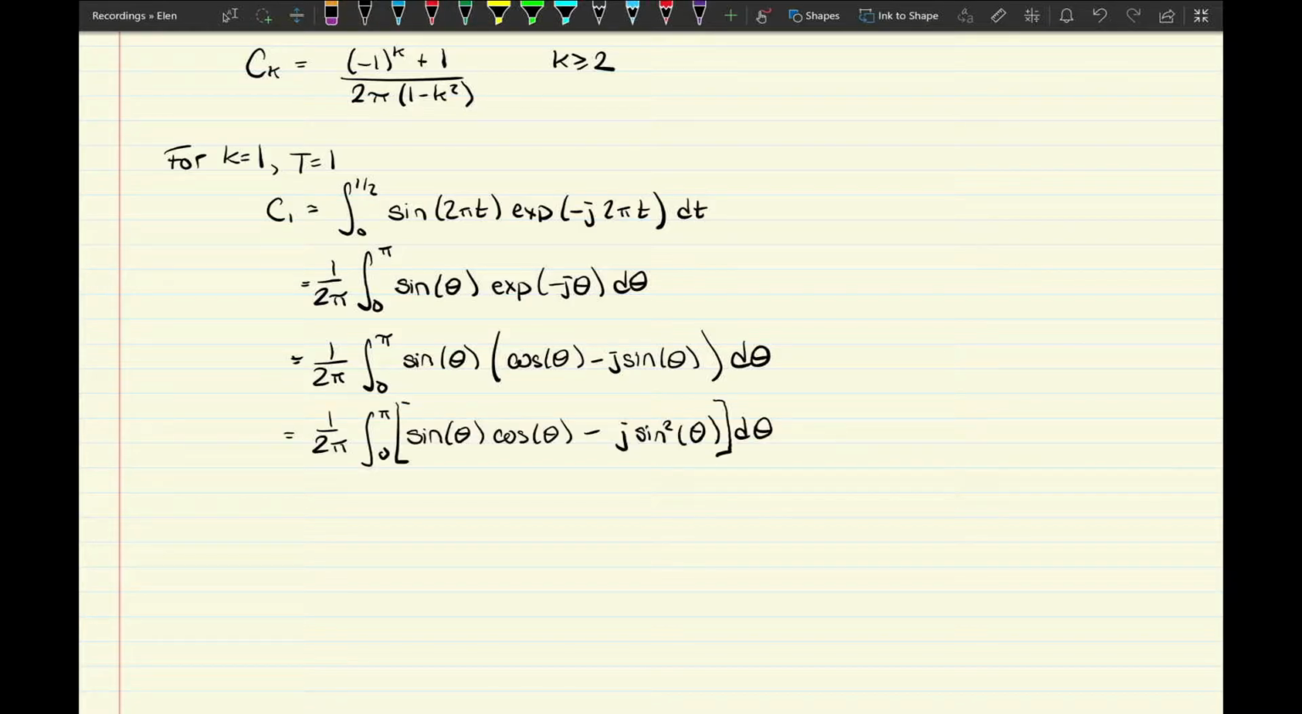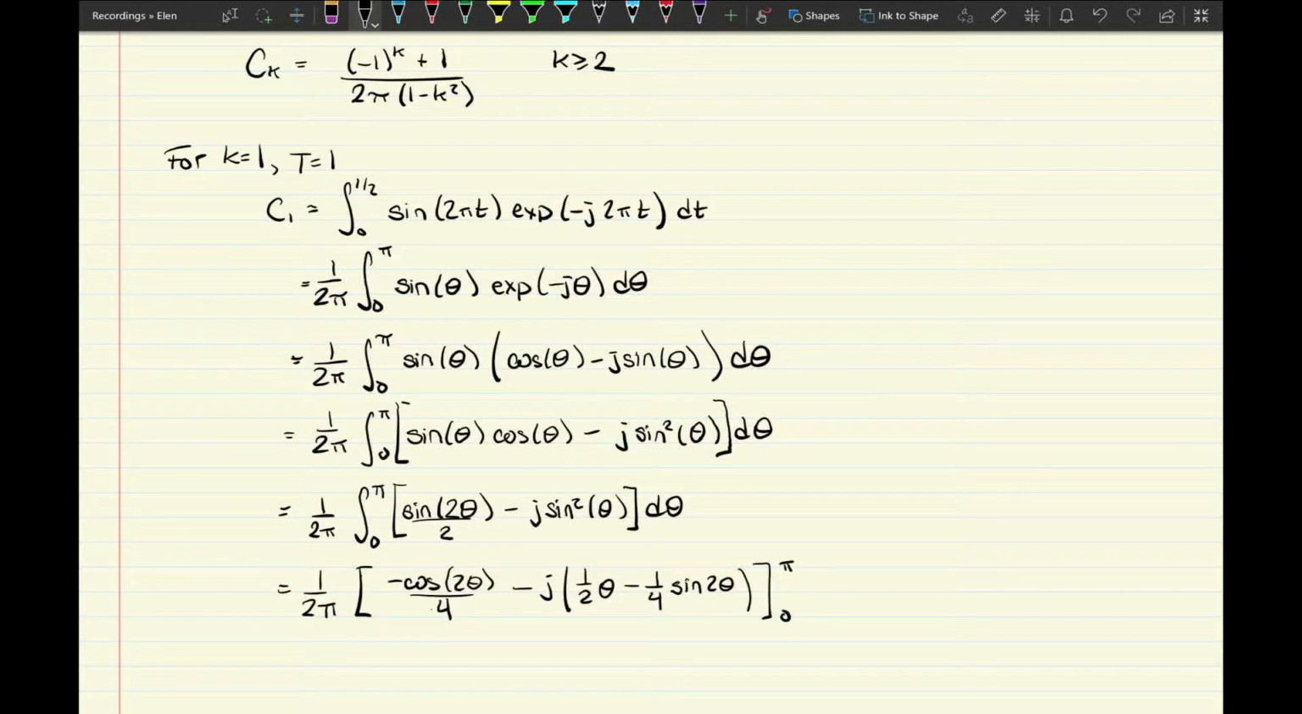By expanding through, we need to find the integral of sine theta cosine theta minus j times sine squared theta. And an identity is going to help us to find the integral here. Sine theta cosine theta is equal to 1/2 sine 2 theta. And we can use a quick little substitution to find the antiderivative of sine 2 theta. As far as sine squared theta goes, we might want to take a look at the table of integrals to find the antiderivative of sine squared theta.